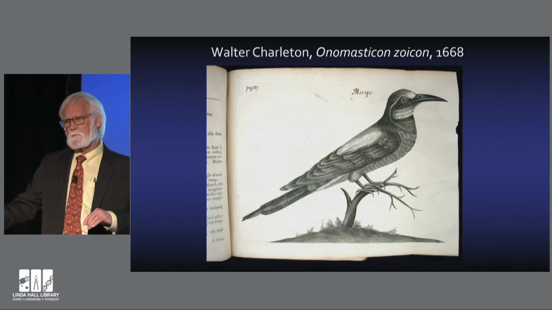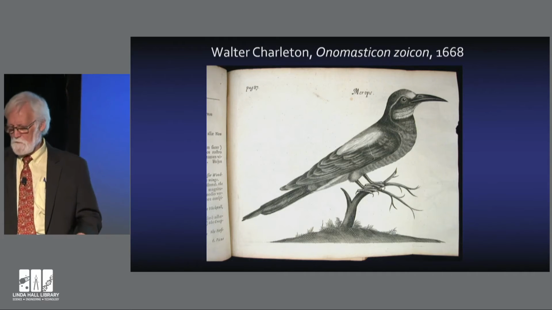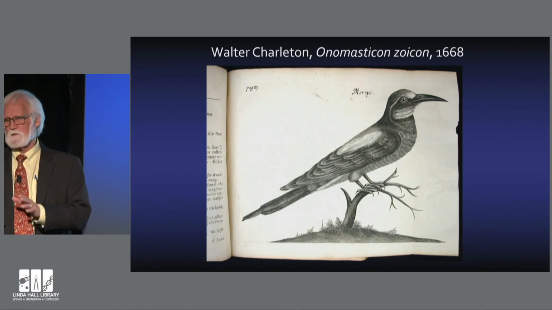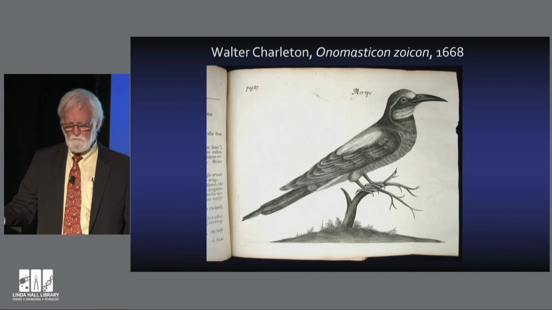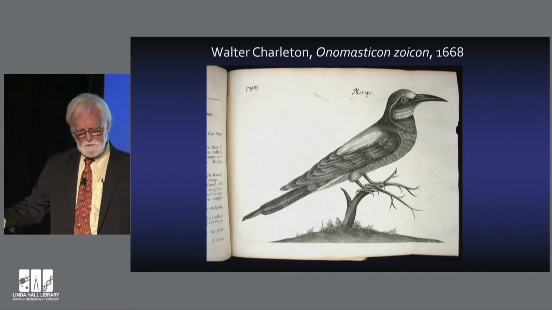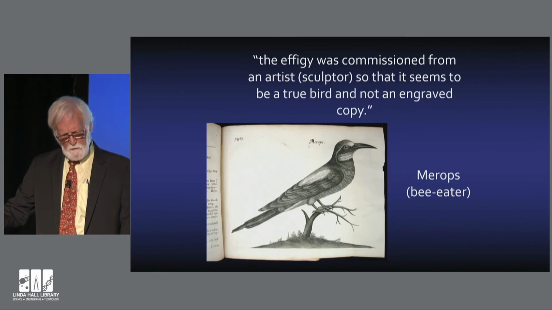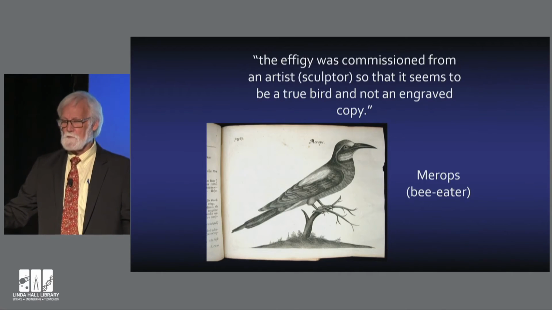Some people pick up on this. I'll give you just one example here. Walter Charlton, who's a member of the Royal Society and knew Hooke, publishes a book on zoology. It's not an encyclopedia. It's just a short book on a variety of birds. And this is his bee eater, a merops bee eater. And I just wanted to quote for you the text. So it's a great engraving.